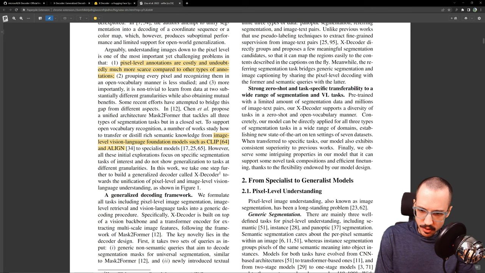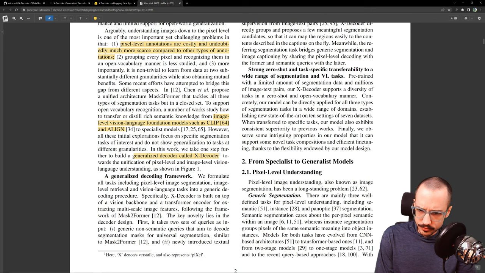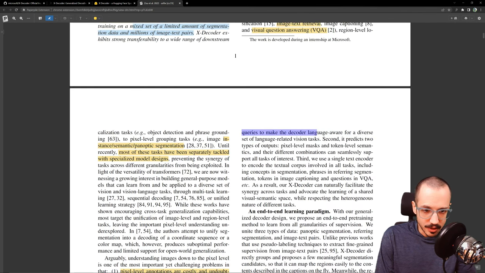We take one step further to build a generalized decoder called X-Decoder. X-Decoder is built on top of a vision backbone and a transformer encoder for extracting multi-scale image features. The key novelty lies in the decoder design. It takes two sets of queries as input: generic non-semantic queries that aim to decode segmentation masks for universal segmentation, and then newly introduced textual queries to make the decoder language aware for a diverse set of language-related vision tasks.